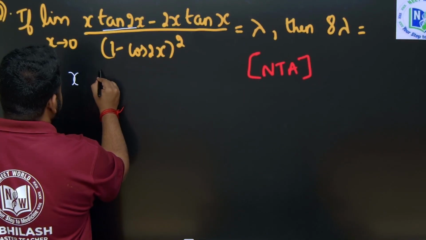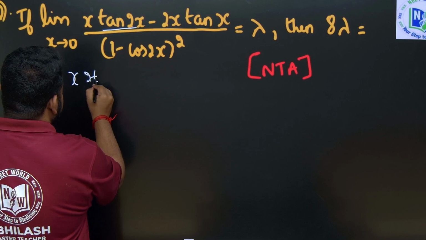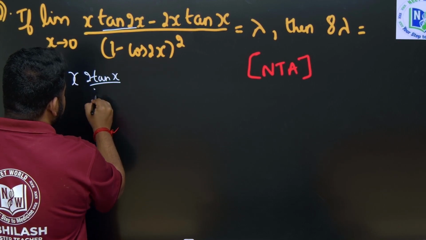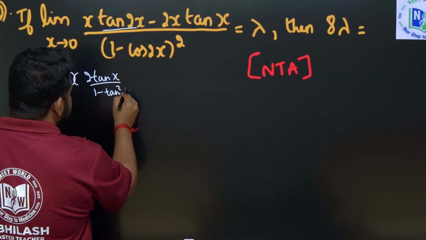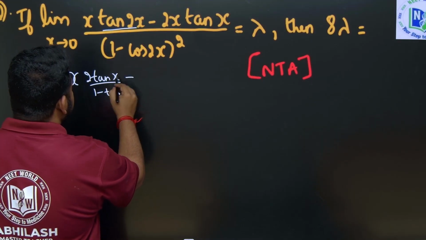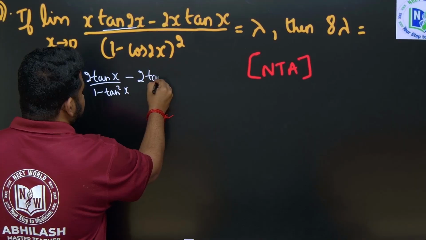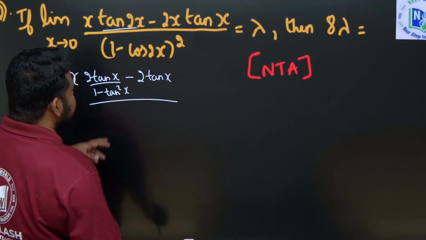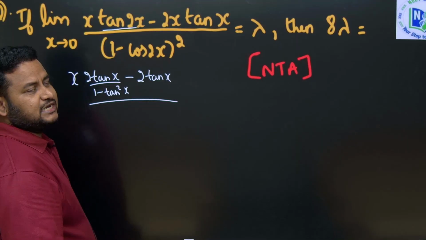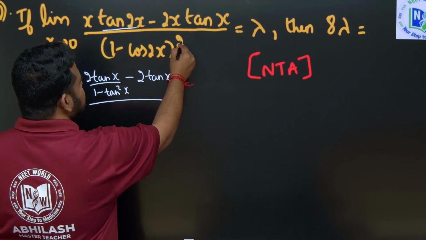Here I have tan 2x. The formula for tan 2x is 2 tan x by 1 minus tan square x. So I will apply that. So I will take x common first. This I will write as 2 tan x by 1 minus tan square x, minus 2 tan x, divided by 1 minus cos 2x. 1 minus cos 2x is what? 2 sin square x.